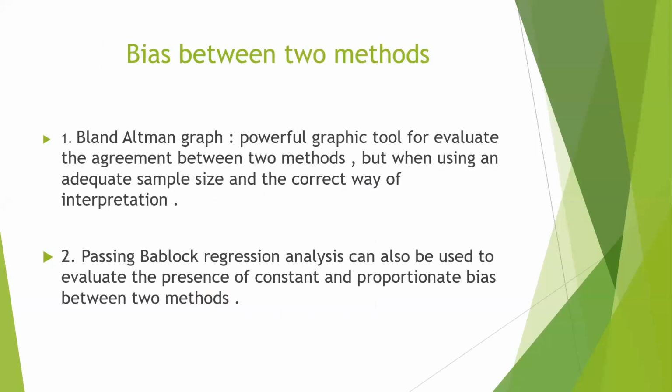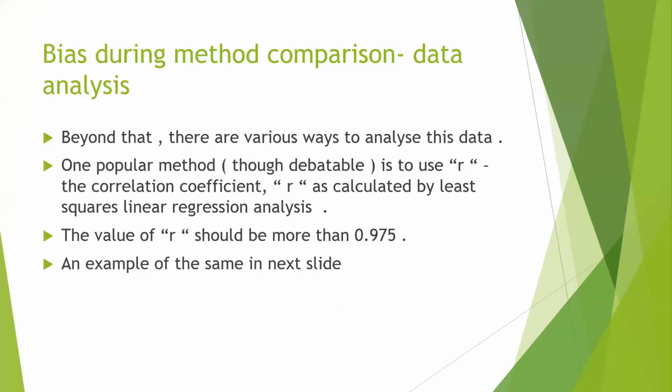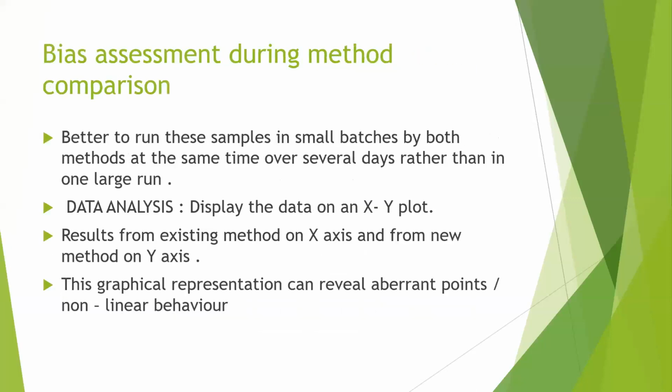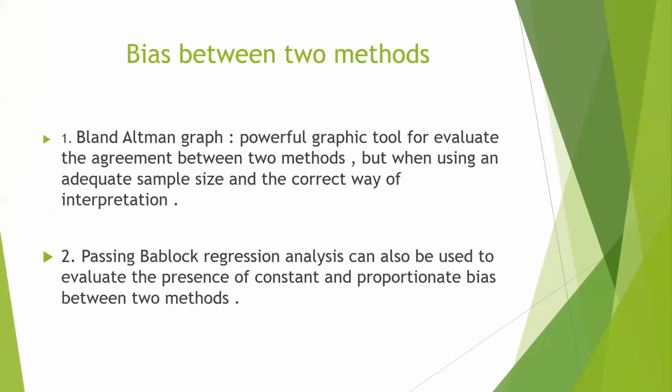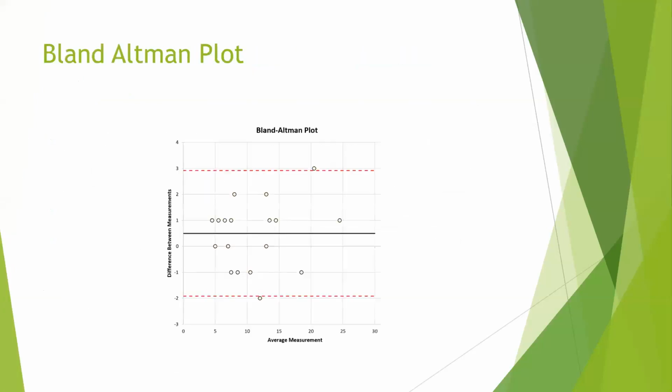As I said, whether it is the Bland-Altman or the earlier regression analysis, the study set should be adequate, a minimum of 20 samples. The more the better, spread across the AMR, that is the analytical measurement range. You should include samples of all medical decision limits or of clinical interest to you. All those values are incorporated, and run not in one large batch, but in smaller batches over at least 2 days in the laboratory. That is the way you will understand or compare the bias between two methods.